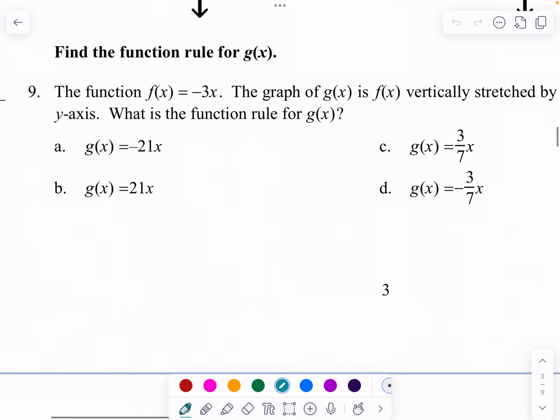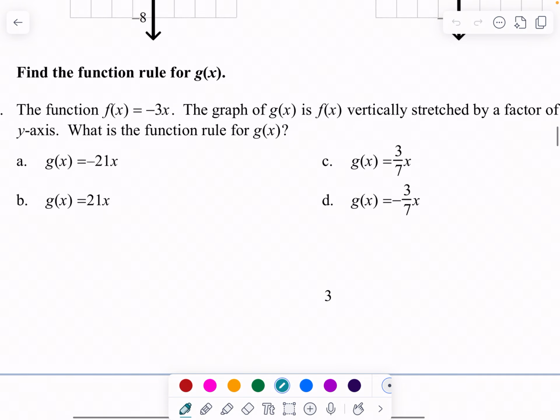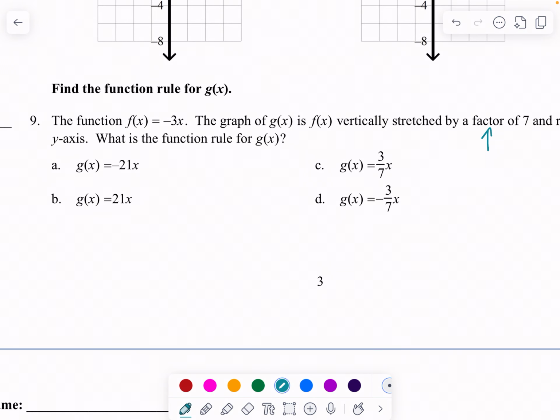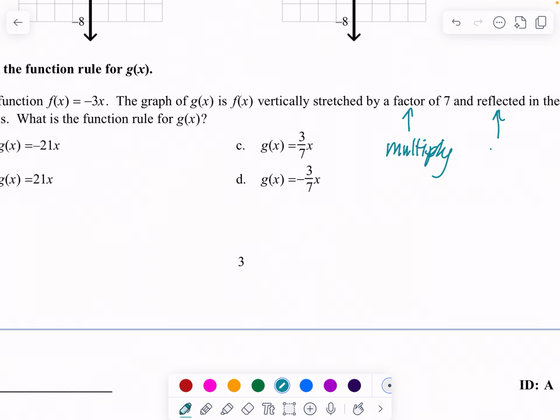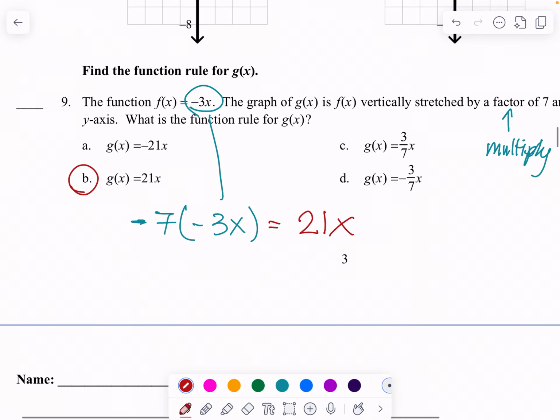Okay, and then this is f of x equals -3x, so vertically stretched by a factor. Hey, look, there's the word factor. It means multiply. And then reflected, if it says reflected, it means it's going to be opposite. So right now we have our -3x. The factor would mean we multiply it by 7, and then the opposite means we're just going to make the 7 negative. So if we multiply those, we'd get positive 21x. So the answer for this one has to be B.